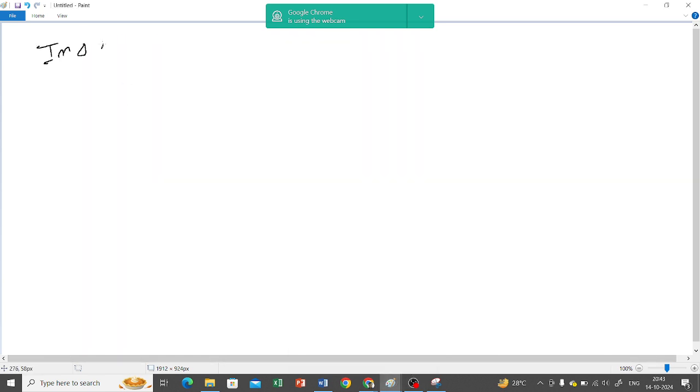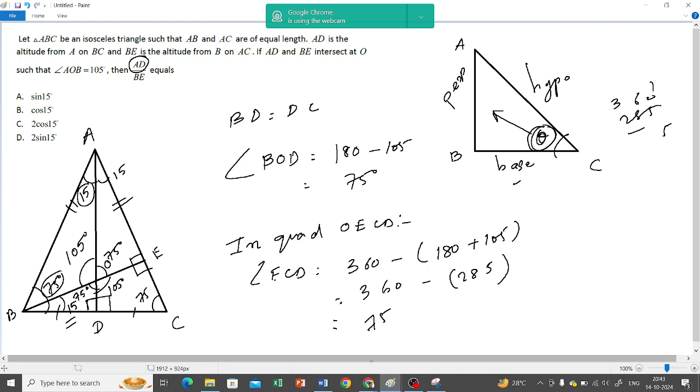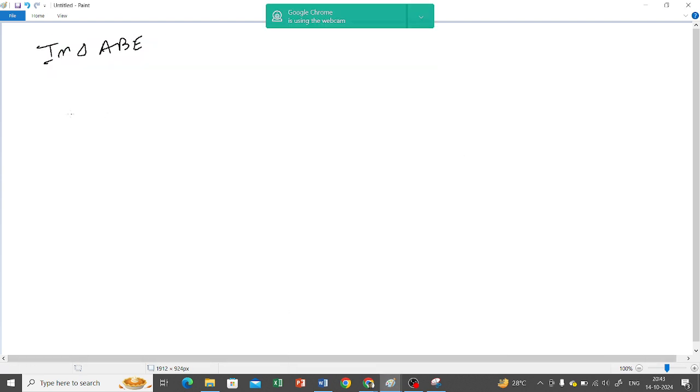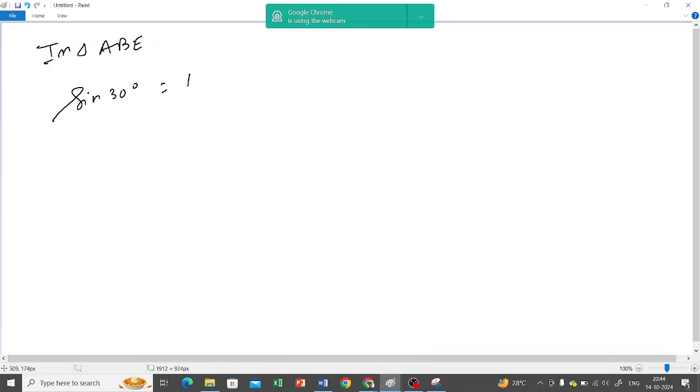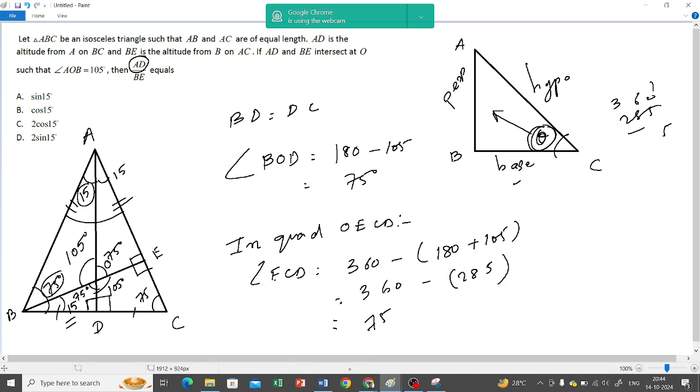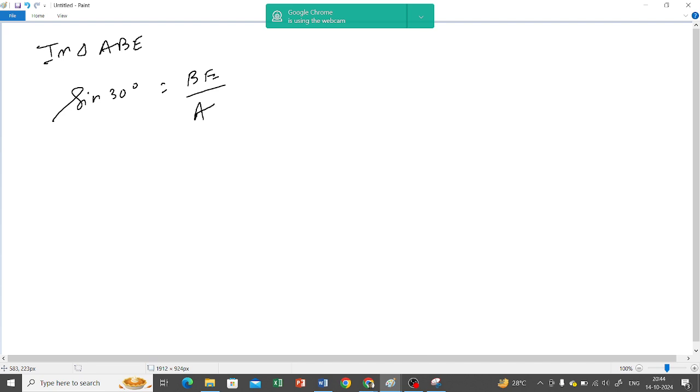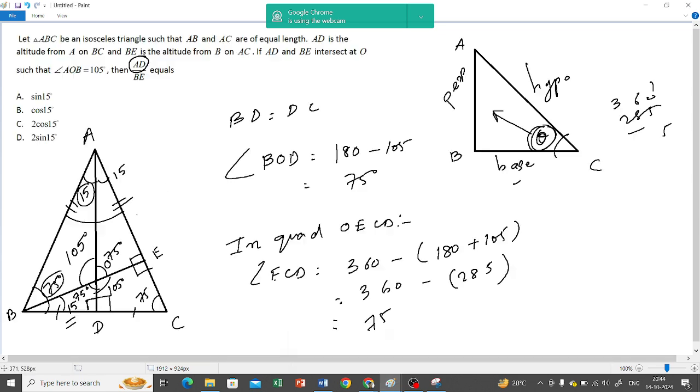So in triangle ABE, if I take sine theta, that means sine 30 degree. Theta means over here I am taking this particular angle, this whole angle. Sine 30 degree. It is perpendicular by hypotenuse. So perpendicular is what, BE over here. BE by hypotenuse is AB, right? And this is half, right? So AB by 2 is equals to BE.